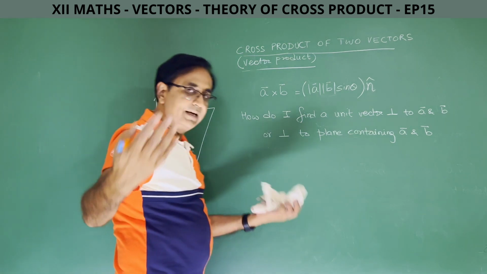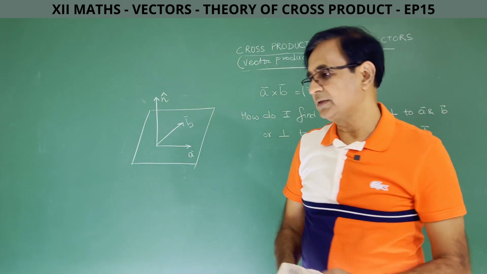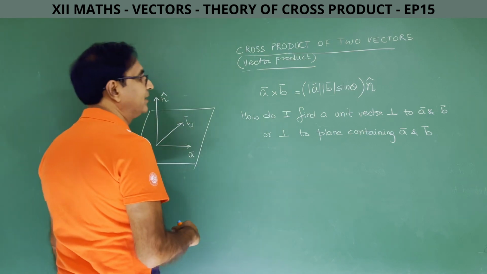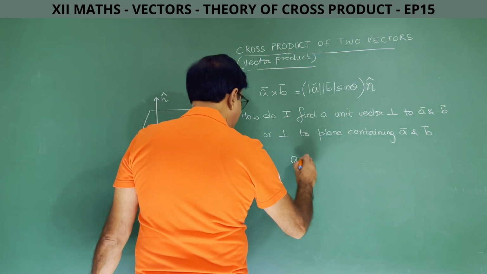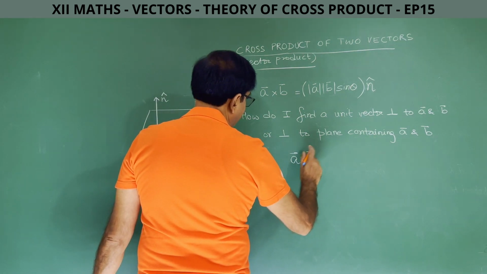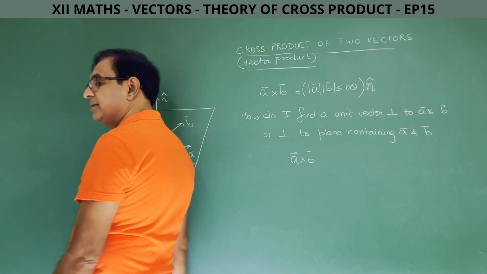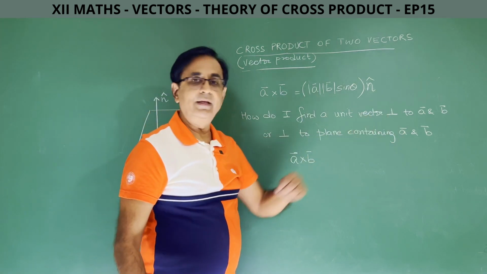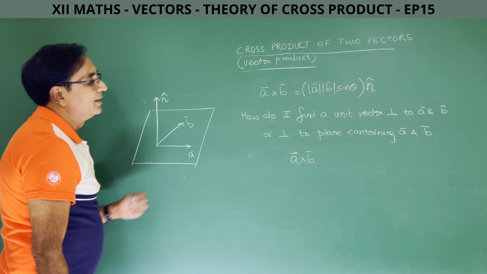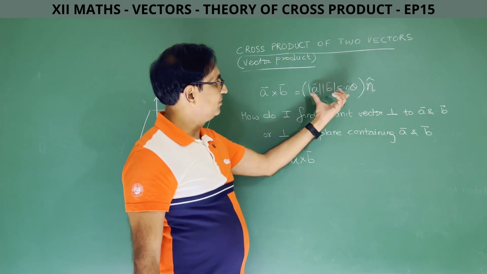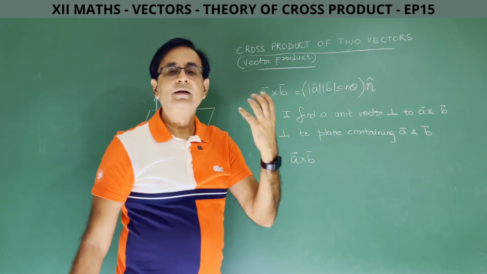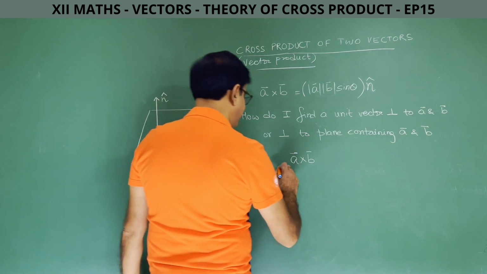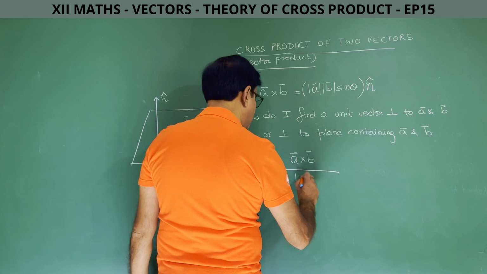Again I will repeat, two vectors are always coplanar. So what you are going to do? How do I find a unit vector perpendicular to A and B? What you do is, you first find A cross B. Now you must be expert in this. What is A cross B? It is a vector which is perpendicular to both A and B, that is, to the plane containing A and B. But this vector will have a certain magnitude. I don't want any arbitrary magnitude. I want magnitude as 1.